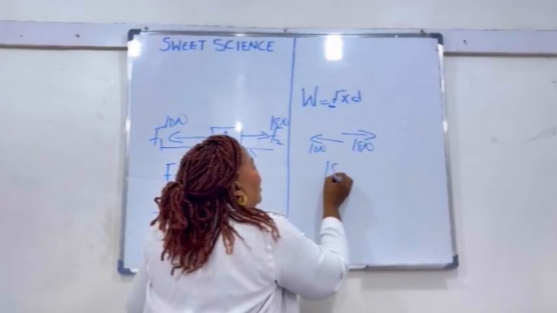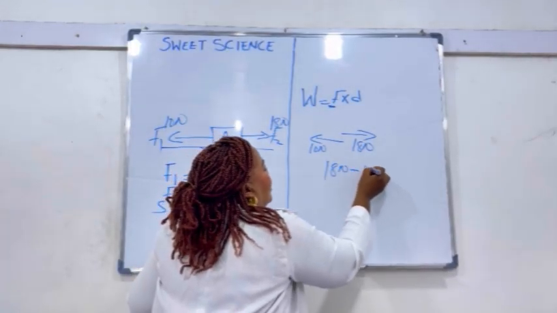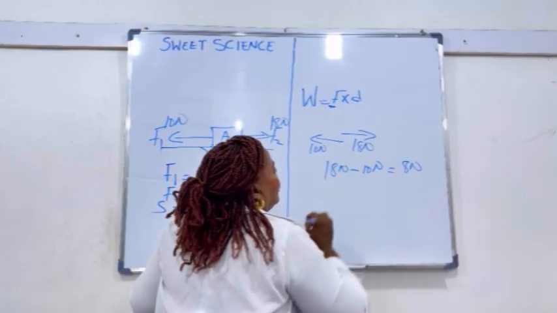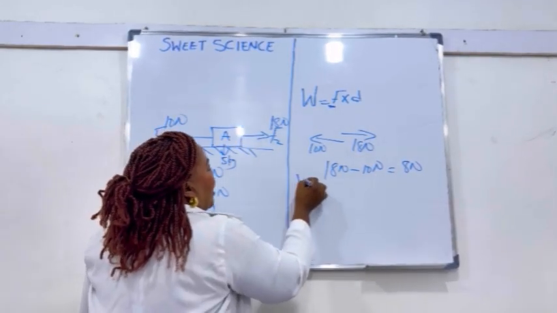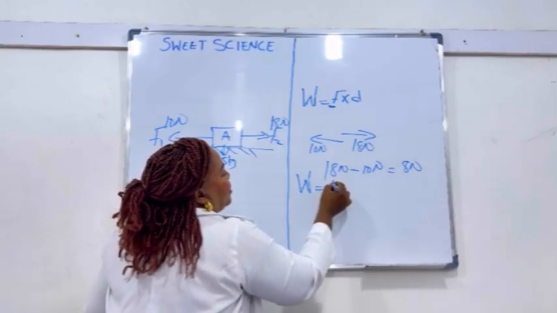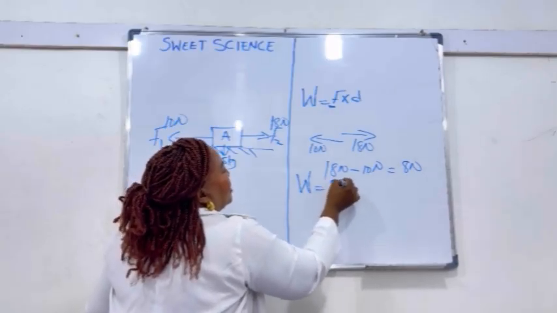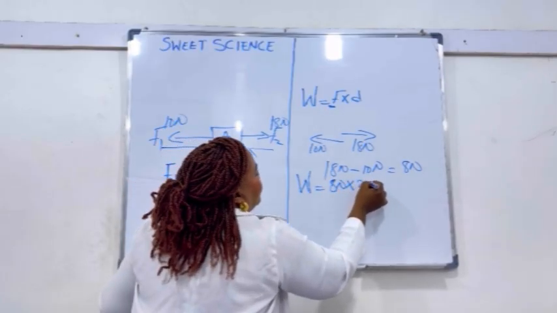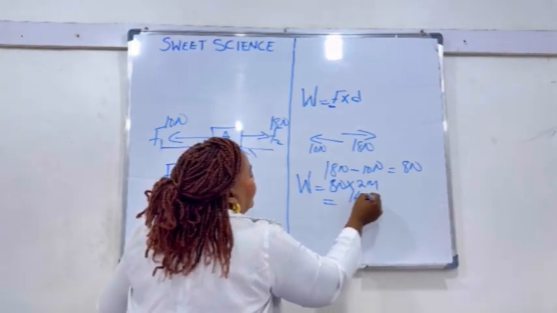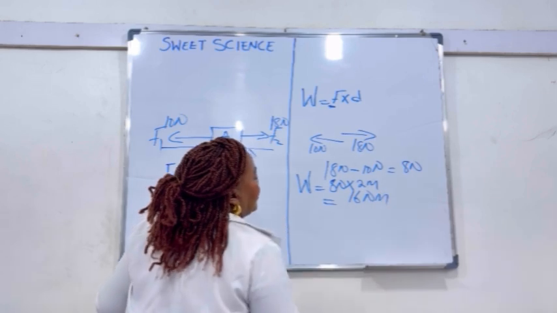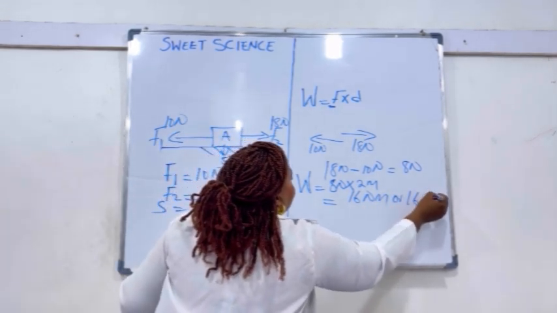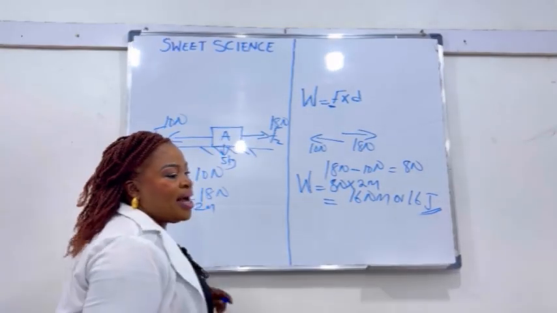So we now have that 18 Newton minus 10 Newton, and this will give us 8 Newton. So we have here work done is equal to 8 Newton times 2 meters, which gives us what? 16 Newton meter, or 16 joules. That is our answer.